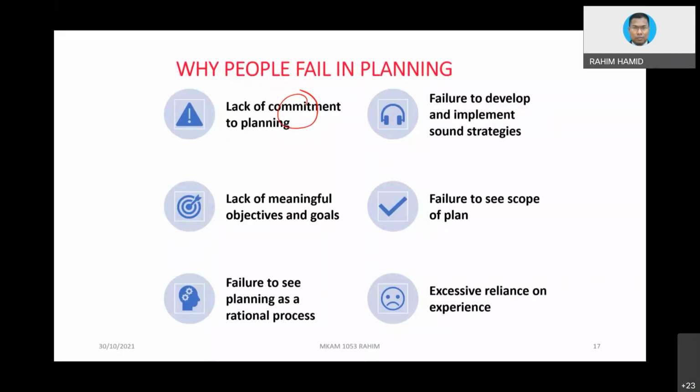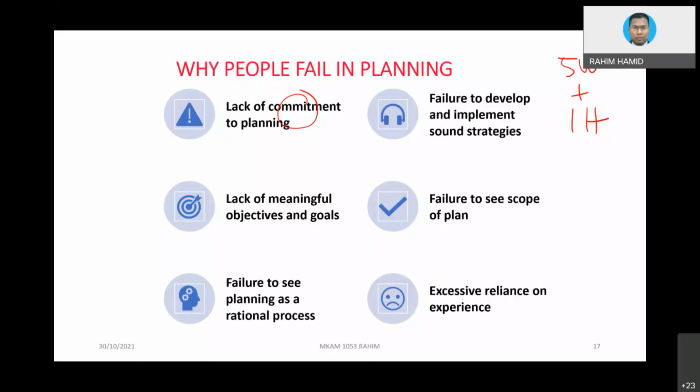Failure to develop and implement a sound strategy. Planning is basically answering what we call 5W plus H. H is basically how. How are you going to achieve those things? You need to come up with all kinds of action strategies in order to achieve what you plan. Lack of meaningful objective and goal. So the scope of work must be very clear. And then failure to see planning as a rational process. A lot of the time, planning is not realistic. We must come up with realistic planning.